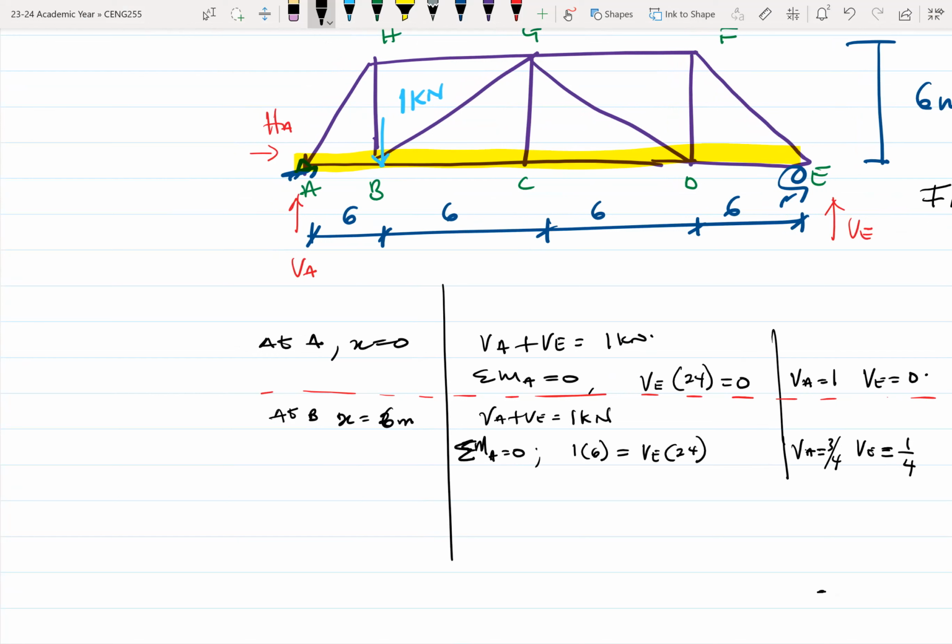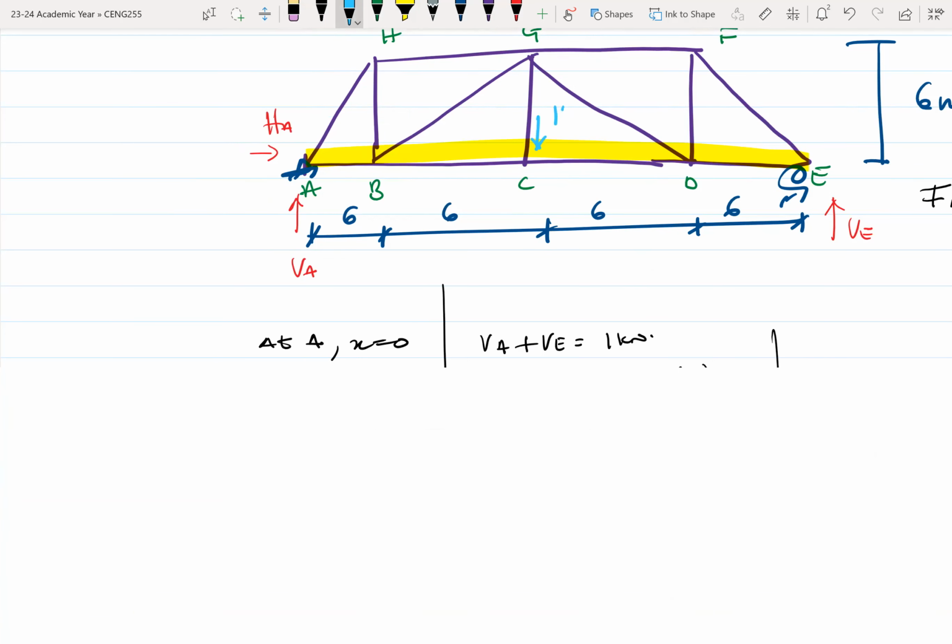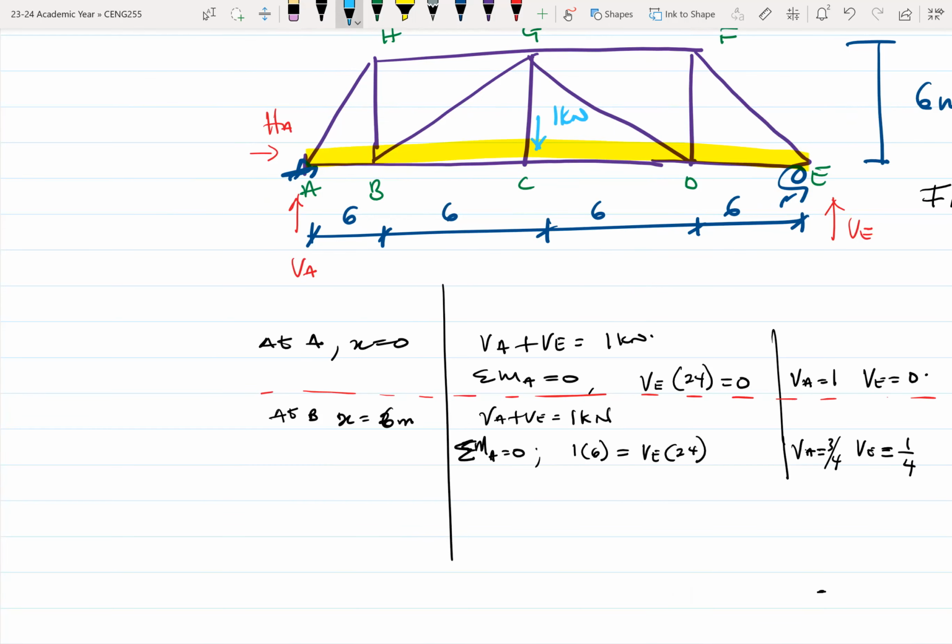All right. Then let's move the load again. So we come back here and move the load. Let me just redraw this. So now we move the load to C. So now there is a 1 kilonewton load at C. If that is the case at C, what will be your reactions at A and E? That's the general idea, right?